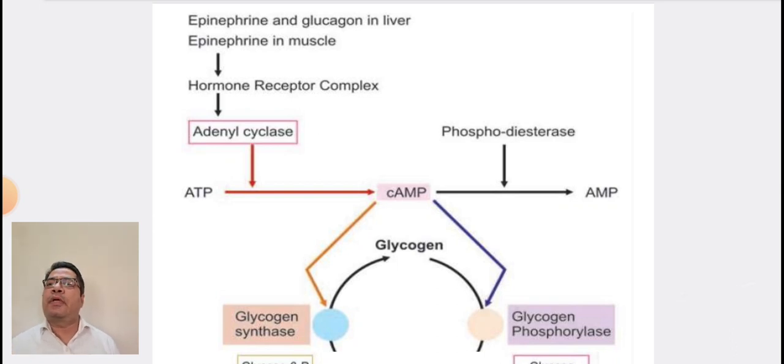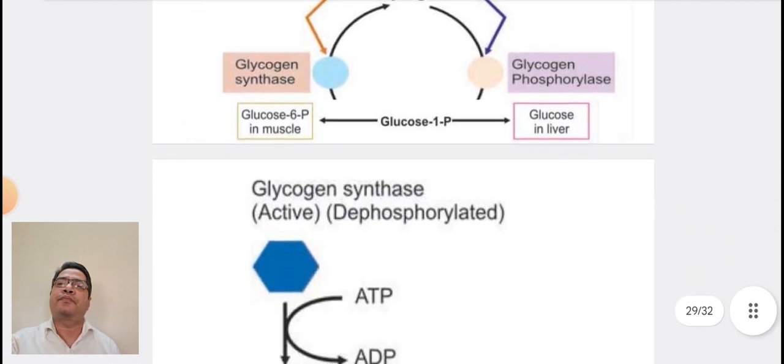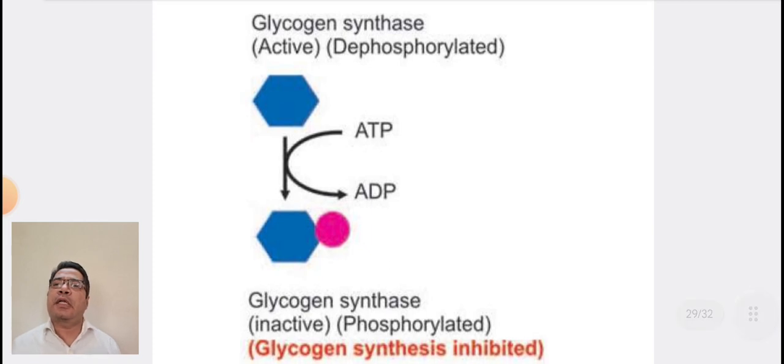Here in this diagram we can see epinephrine and glucagon in liver, and epinephrine in muscle, activate adenylyl cyclase, which increases cyclic AMP. This cyclic AMP stimulates glycogen phosphorylase, which leads to an increase in glucose 6-phosphate and glucose in muscle and liver respectively. In this diagram, we can see glycogen synthase, which is active or dephosphorylated, converts glucose to glucose 6-phosphate and it gets inhibited.